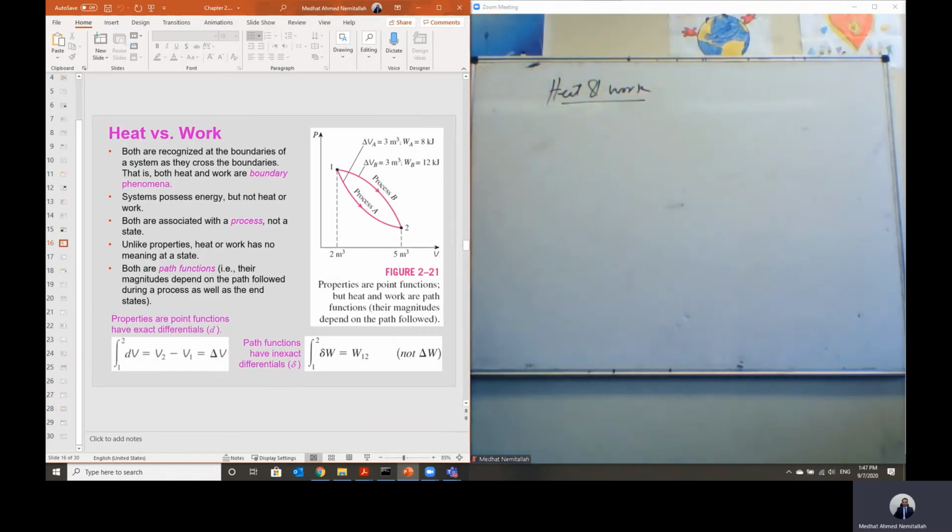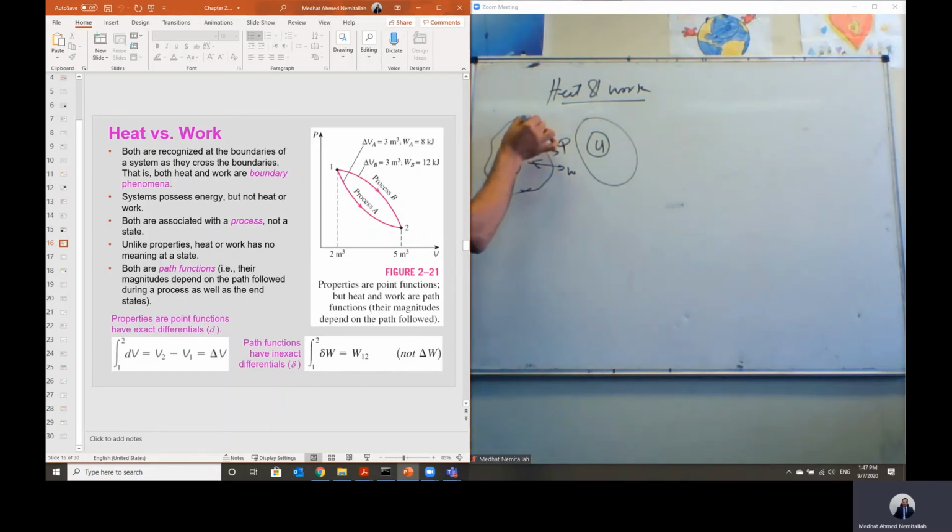Heat and work are both boundary phenomena, so energy is only recognized as heat or as work at the boundary of the system. Otherwise, it is part of the internal energy of the system. And when heat is transferred to another body, it becomes part of the internal energy. So heat transfer and work are just boundary phenomena.